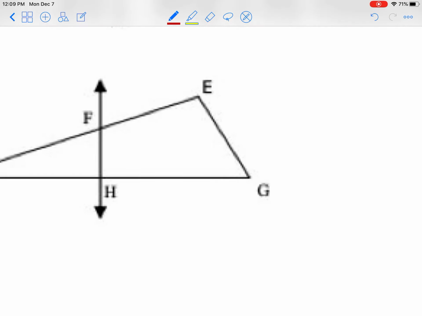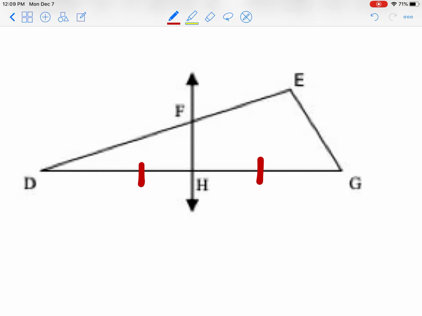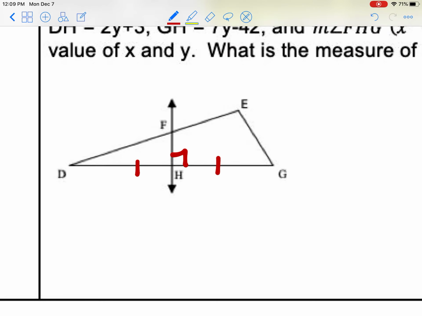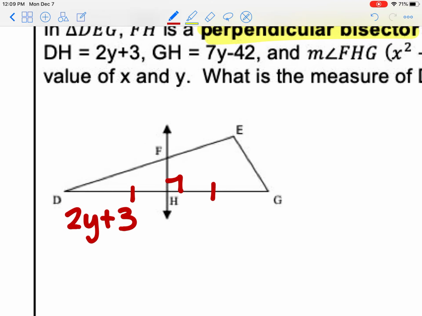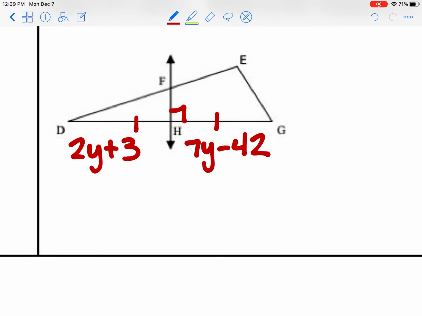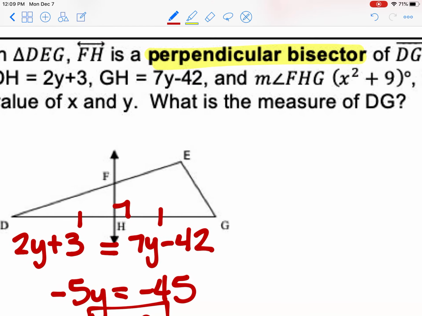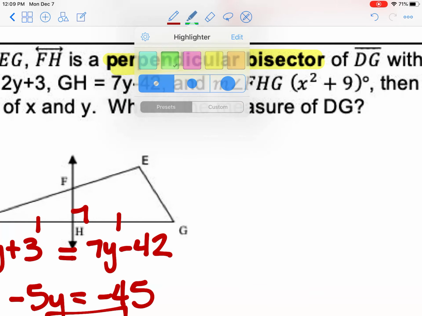Okay, last one here. We know our keyword is perpendicular bisector. And so if we have a perpendicular bisector, we know that H has bisected side DG. We also know that angle FHG is a right angle. So now let's see what we have here. DH is 2y plus 3. GH is 7y minus 42. Well, let's go ahead and solve for y. We know that those are equal to each other. So let's solve that. If we move the 7y, 2y minus 7y gives us negative 5y. Minus the 3 over, that's negative 45. And so y is going to equal 9.